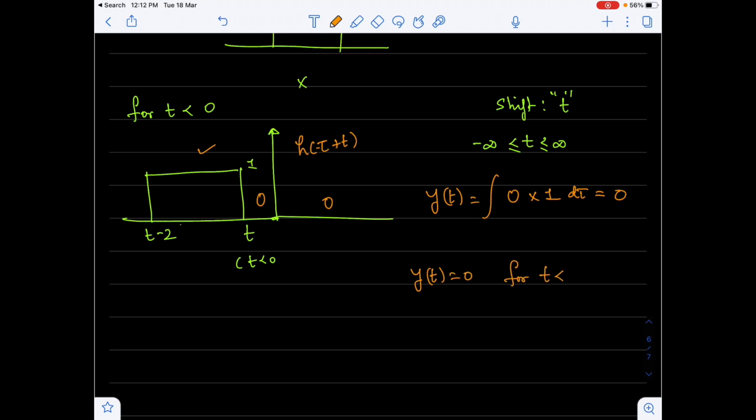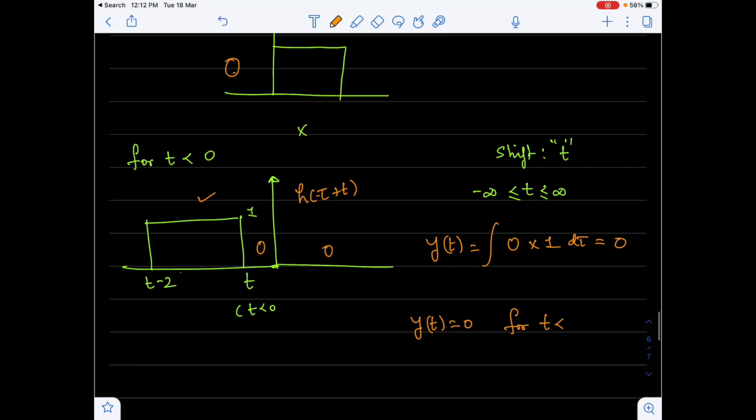For t less than or up to 0, this is the situation. So for t less than or equal to 0, this is the output. I hope this is clear to you. So we got the result for t less than 0.